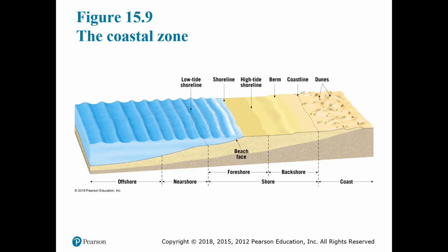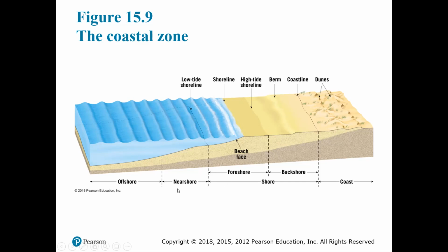Now, if we look at the shore area here, the foreshore, okay, so this little piece here is the area that's going to be exposed when the low tide is out and covered when high tide is in. So basically, the foreshore is the area between the low tide shoreline and the high tide shoreline. And then the backshore is from the high tide shoreline all the way up to the coastline.